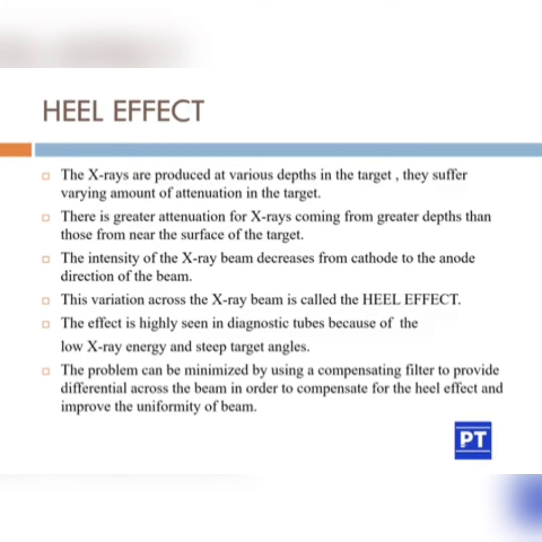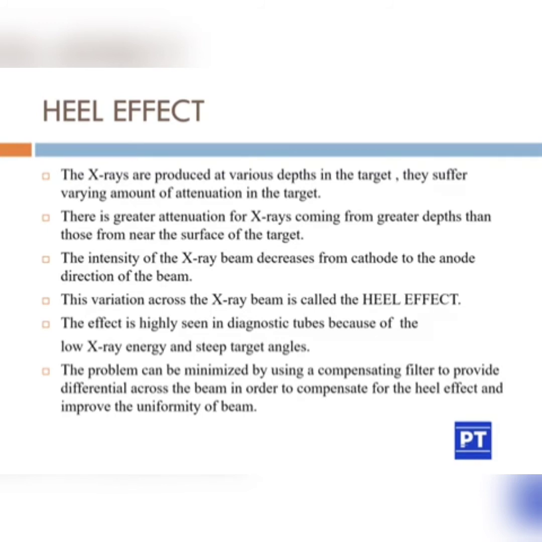The effect is highly seen in diagnostic tubes because of low X-ray energy and steep target angle. The problem can be minimized by using a compensating filter to provide differential filtration across the beam in order to compensate for the heel effect and improve the uniformity of the beam. So what is meant by attenuation? Attenuation is the reduction of the intensity of the X-ray beam.